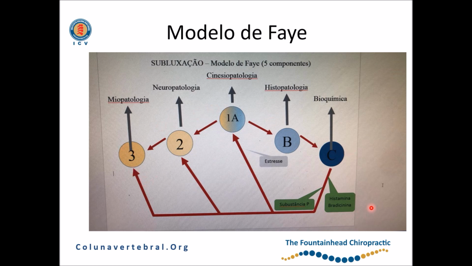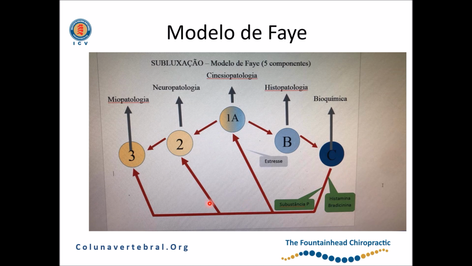And this way we can observe better how each component can be affected by the kinesiopathology. Like here, kinesiopathology brings the stress of hypermobility, histopathology, and then the damage in the tissue brings biochemical change, like the damage in the cell membrane that will have an inflammatory cascade that brings substance P, prostaglandin, histamine, and bradykinin, and others. And these components can affect the other components also.